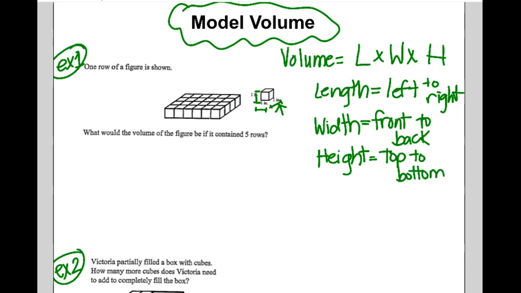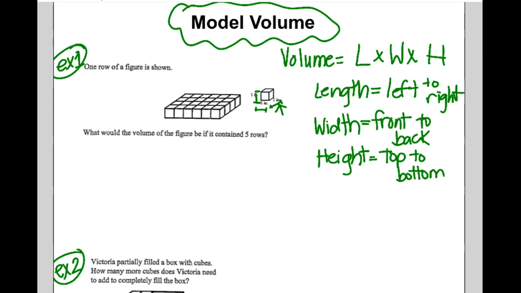Okay, so this all basically means that however we're looking at a figure, to get the number for the length, we have to look at the lines from the left to the right. To get the width, we have to look at the lines from the front to the back of the figure. And then to get the height, we have to look at the lines from the bottom to the top, or the top to the bottom. So that's how we figure out our volume numbers so that we can multiply them out and then get our actual volume.